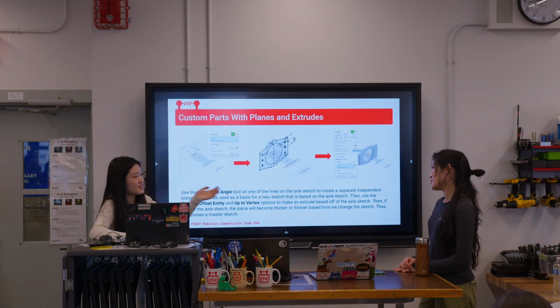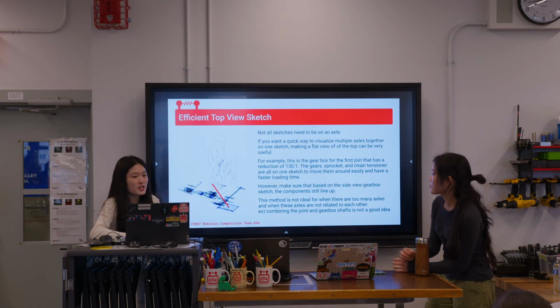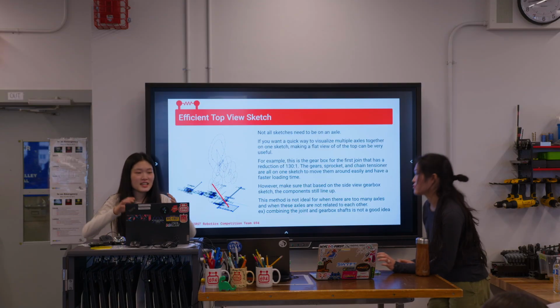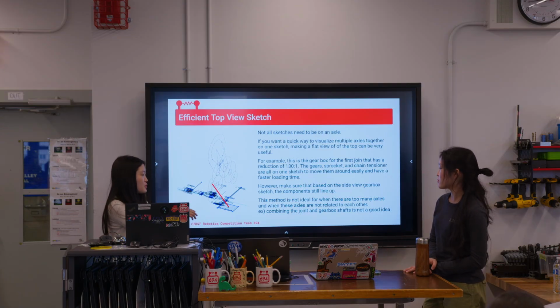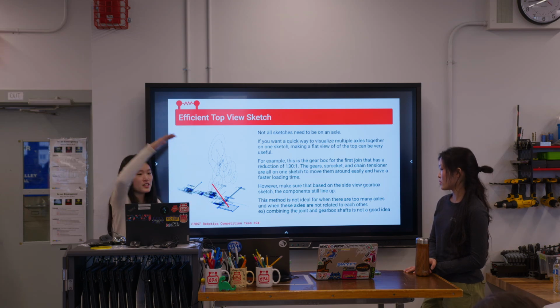Instead of doing all these axle sketches for each gearbox axle, I just made a flat top view. For things that are not too important, or things you want in one sketch so you can easily control them around, I would usually make them in one flat sketch. It's similar to an axle sketch where everything is just flattened down.